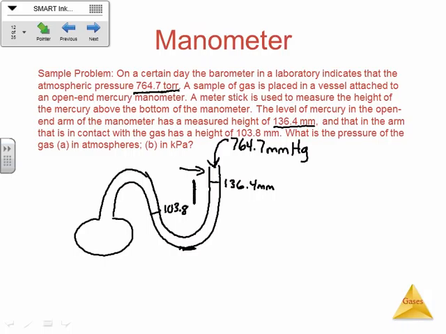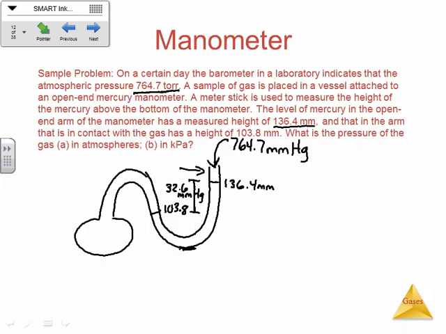So we've got a difference in height between these two, and we have to figure out what that difference is. Okay, so 136.4 minus 103.8. This would be a great one to do in your head, just for practice. That's going to be a difference of 32.6 millimeters of mercury. Sorry, this is just messy.